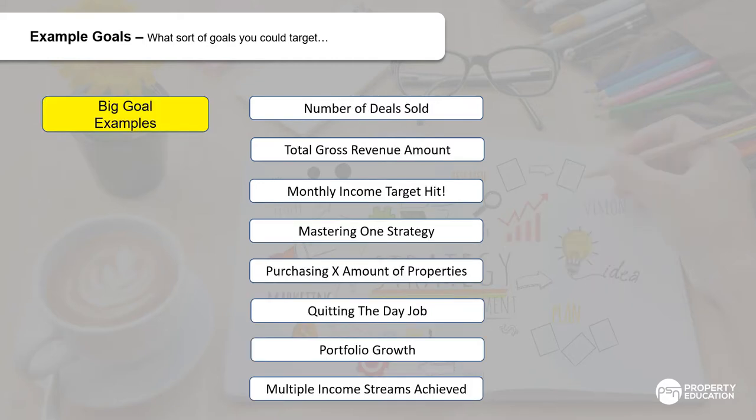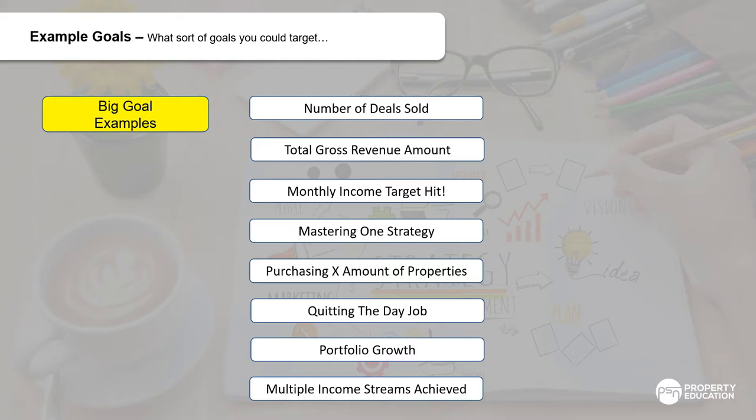So just some example goals. Obviously you're going to have your own, and that's personal to you and specific to your business. But just to give you an idea, your big goal may be any of these or different. We've got number of deals sold, so you might target that. That might be a KPI that you work towards, or a goal. Total gross revenue amount. Obviously your total income is probably going to be a common one.